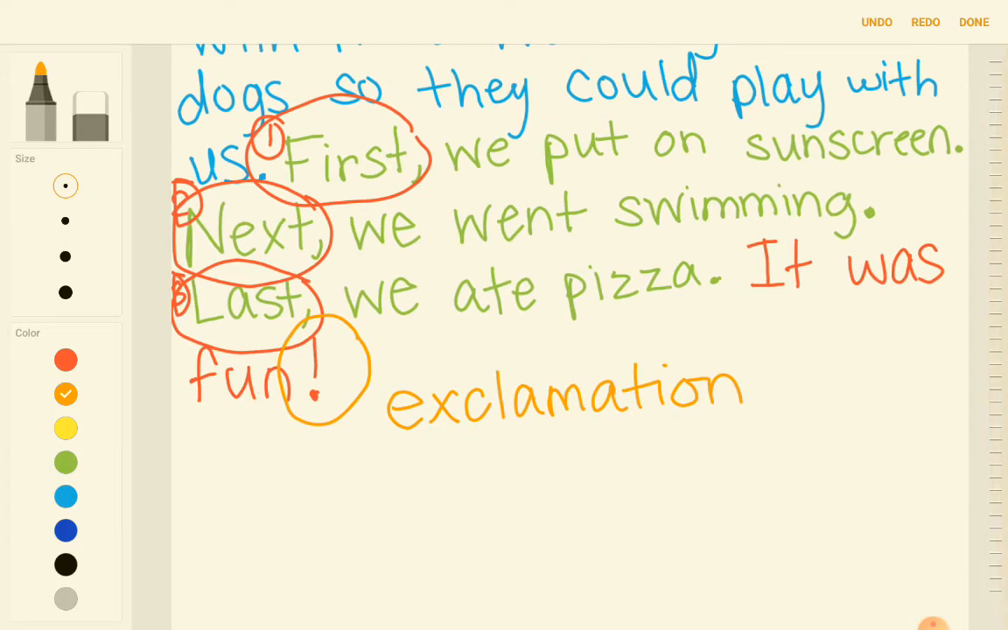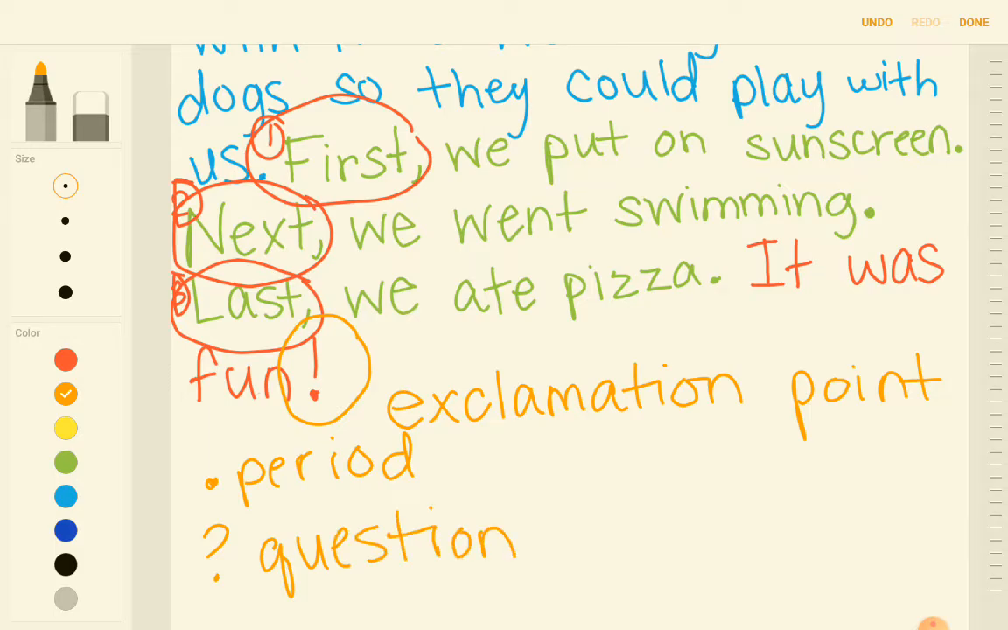Exclamation point. It is another form of punctuation. So we have a period, we have a question mark, and we have our exclamation point. A period is just when you have a statement, you're just saying something normal. My dog is 5 years old. My name is Miss Larson. Both of those sentences I would end in a period because those are statements.